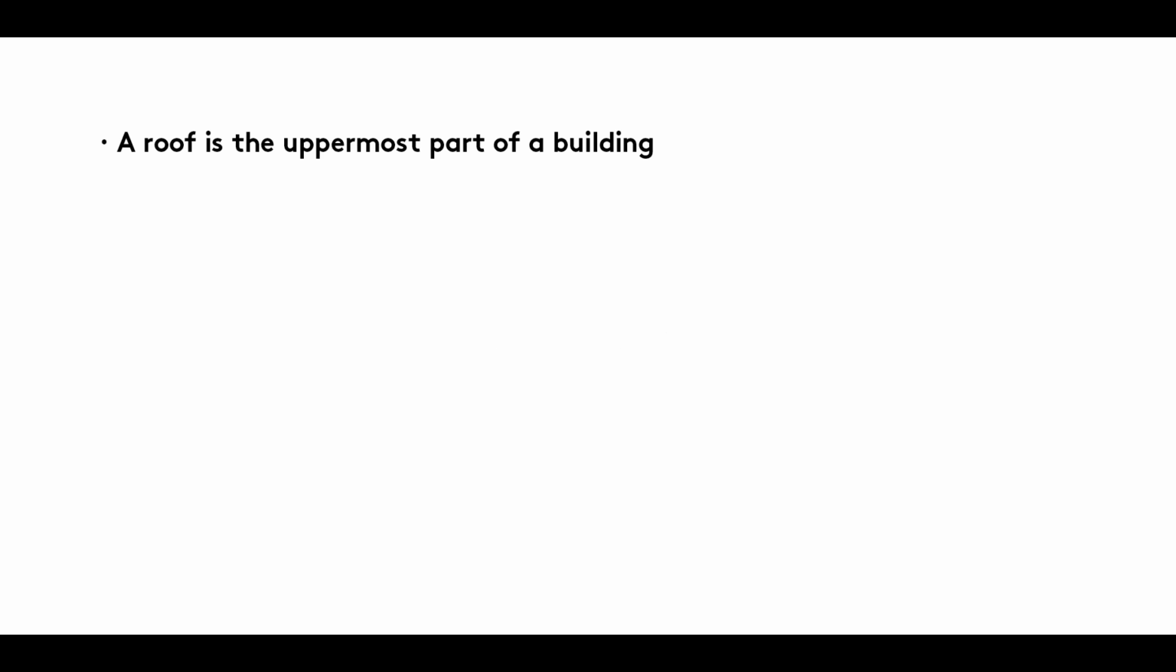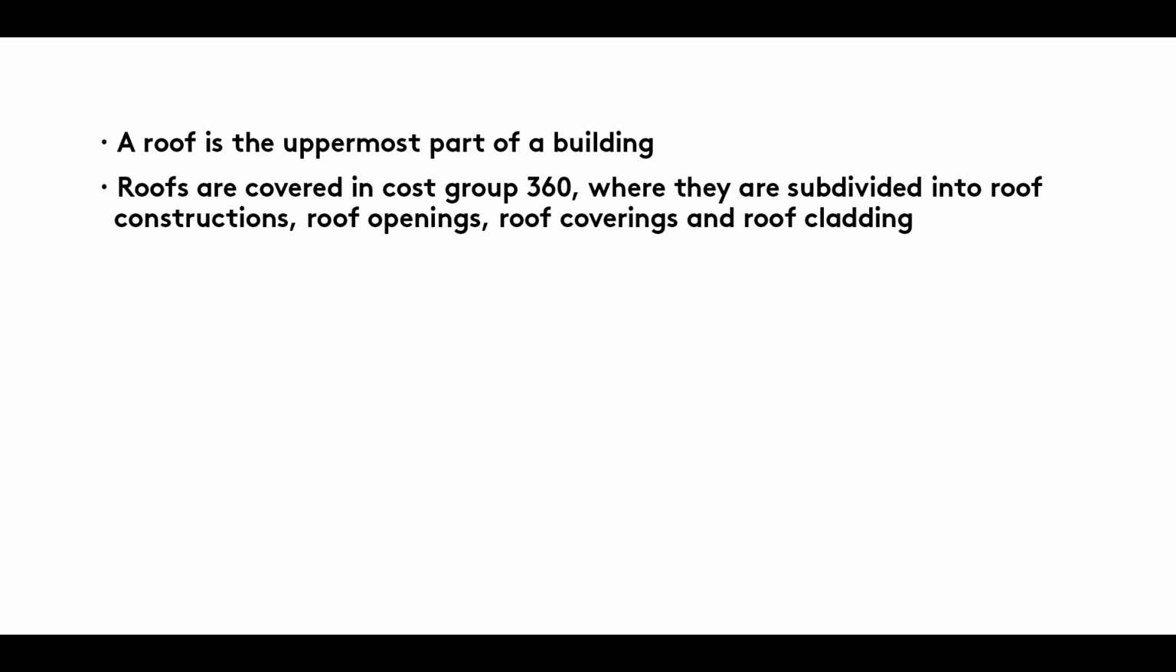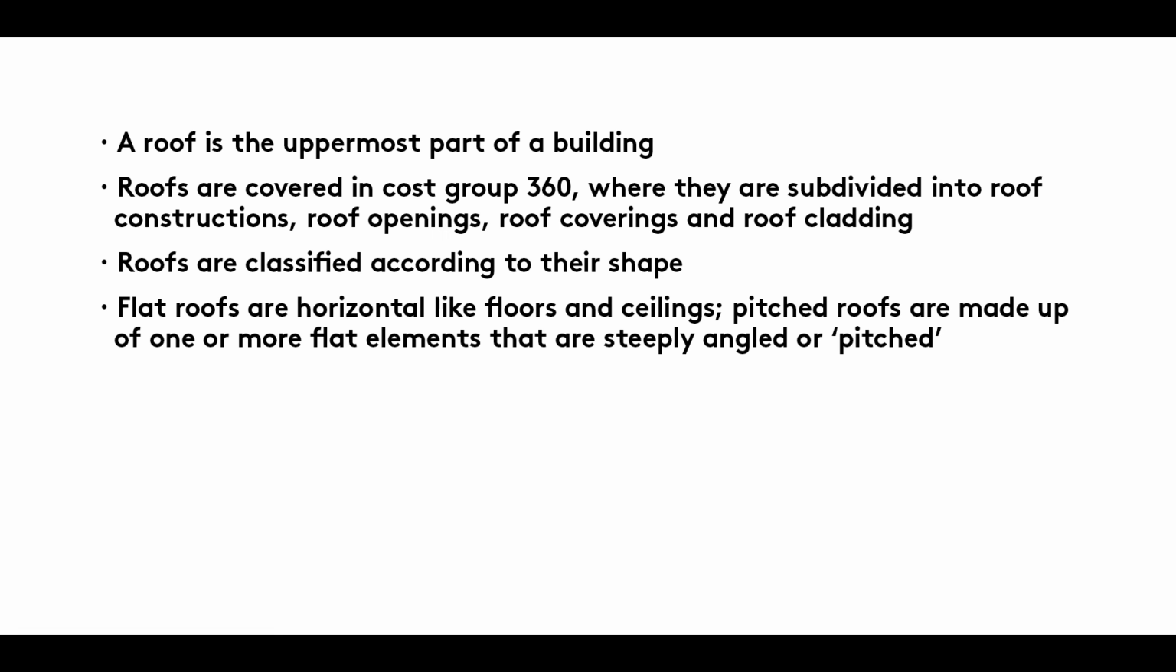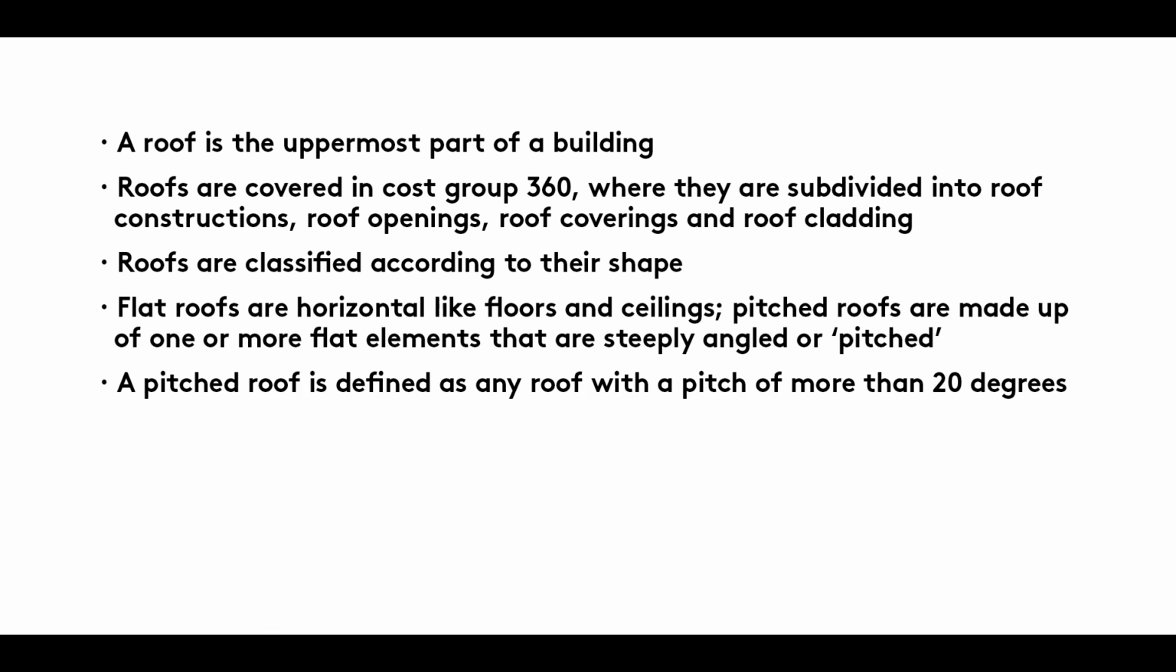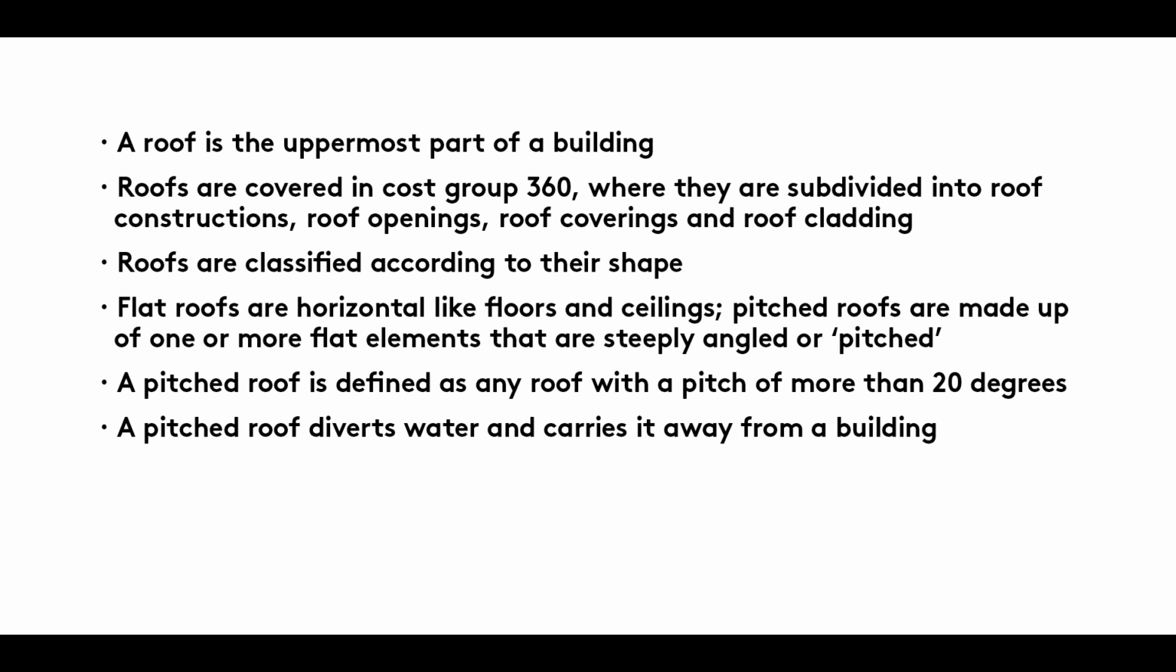Summary: a roof is the uppermost part of a building. Roofs are covered in Cost Group 360, where they are subdivided into roof constructions, roof openings, roof coverings, and roof cladding. Roofs are classified according to their shape. Flat roofs are horizontal like floors and ceilings. Pitched roofs are made up of one or more flat elements that are steeply angled or pitched. A pitched roof is defined as any roof with a pitch of more than 20 degrees. A pitched roof diverts water and carries it away from a building.